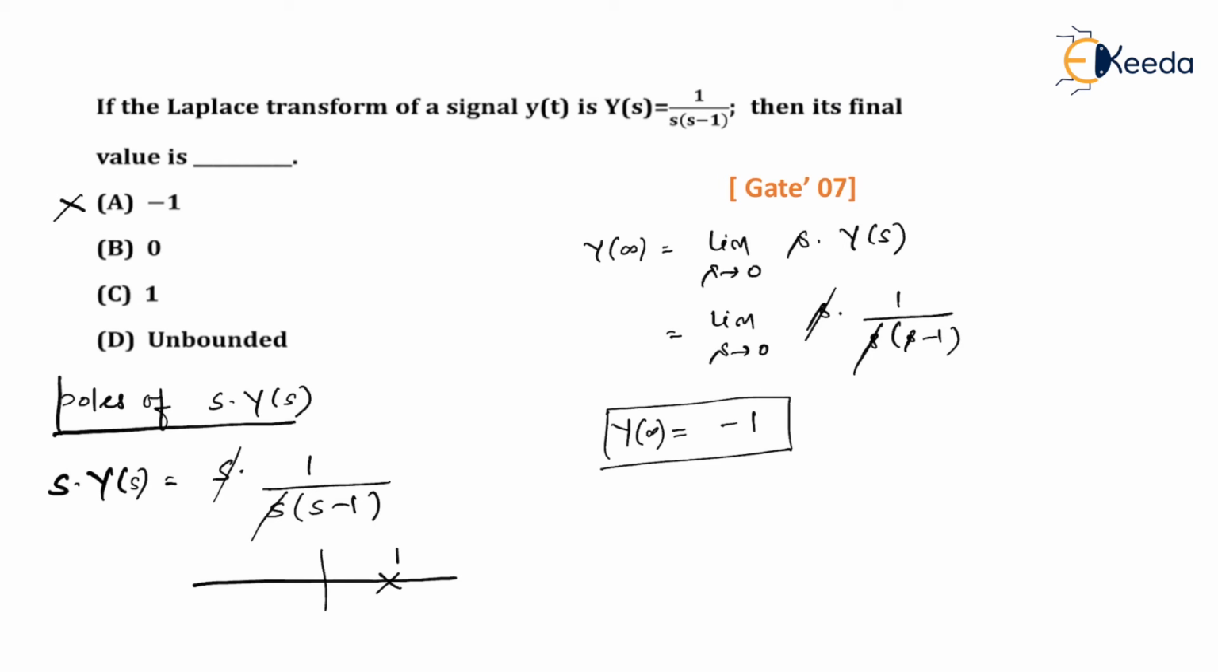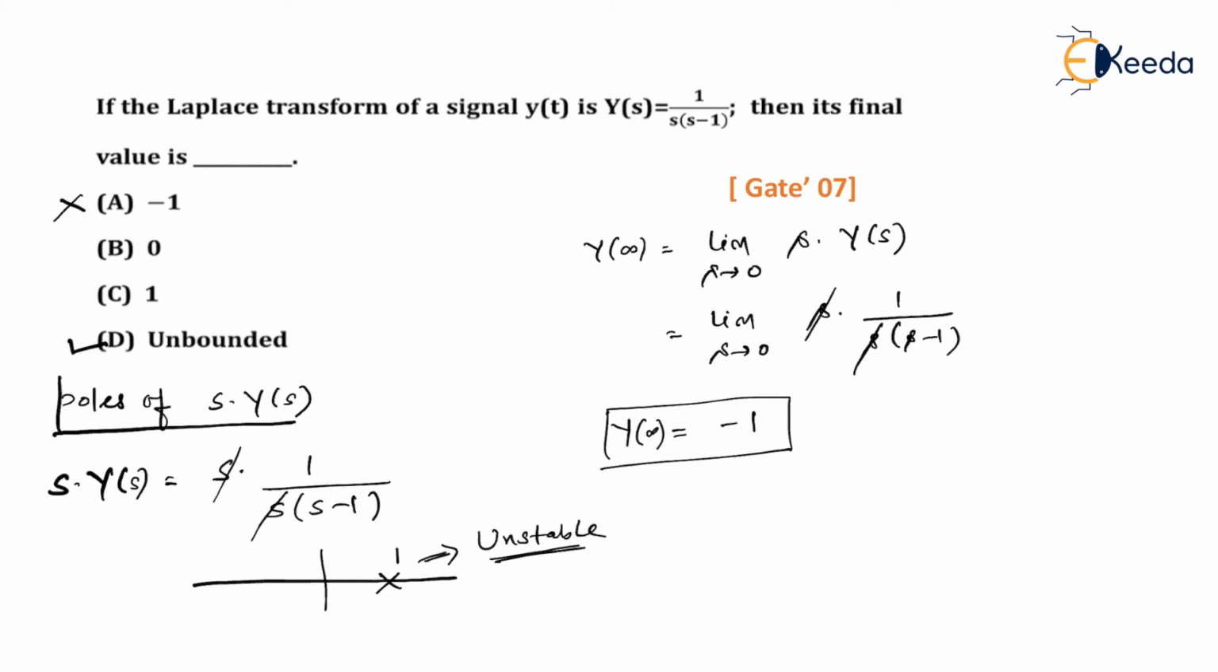Secondly, if the pole is lying on the right half of the s plane, can I say that it is unstable? This is an unstable system, because we know that such a system leads to infinity when time approaches infinity. So I can say that it is unbounded in nature. Option D should be the correct option. In this case, it should be unbounded in nature.